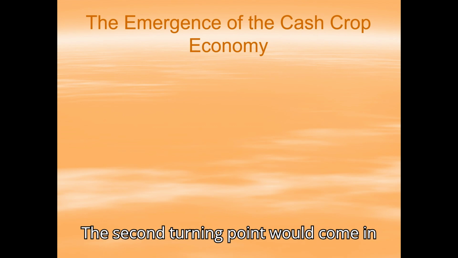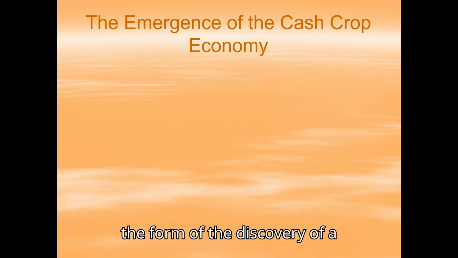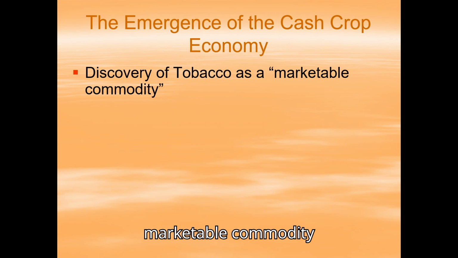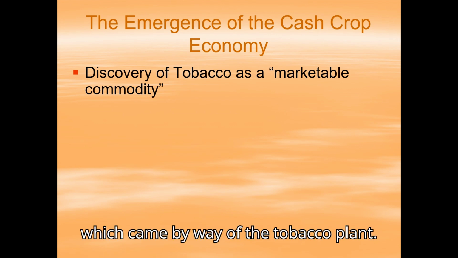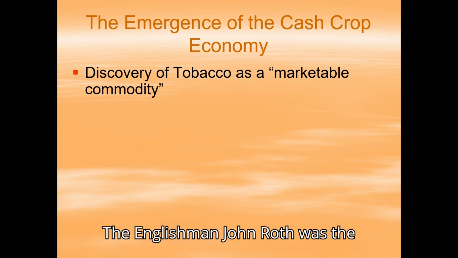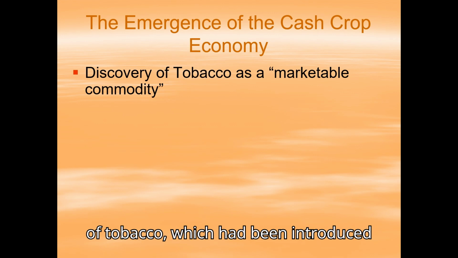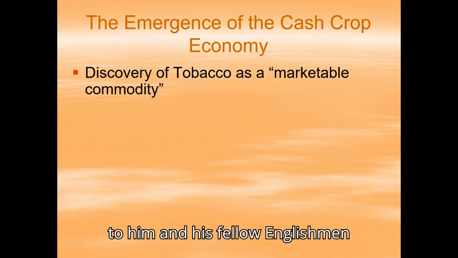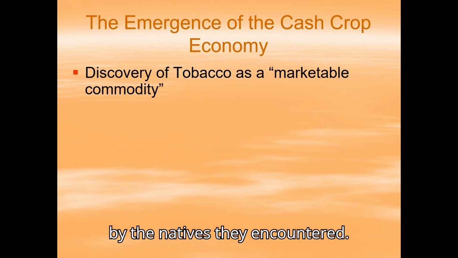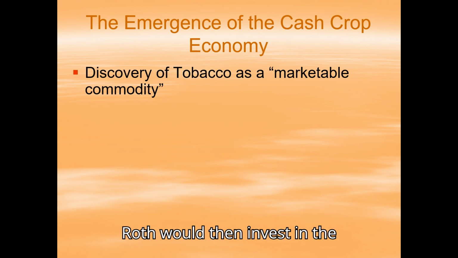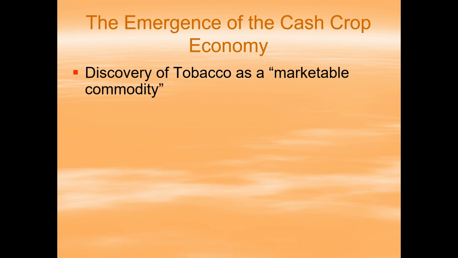The second turning point would come in the form of the discovery of a marketable commodity which came by way of the tobacco plant. The Englishman John Rolfe was the first to realize the commercial potential of tobacco, which had been introduced to him and his fellow Englishmen by the natives they encountered. Rolfe would then invest in the cultivation of this plant in huge quantities, thus making it the first cash crop to come to the Chesapeake colonies.